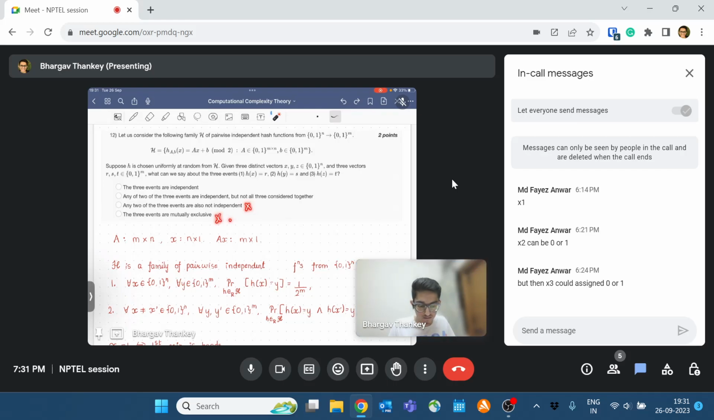Now, any two of the three events are independent, but not all three considered together. So this part is true, right? The first part. Yes. So all we need to find out is can the three events be independent or not? There was some issue with your video. Can you please repeat the statement? Yes, so what I'm saying is the question boils down to finding out if the three events can be independent.